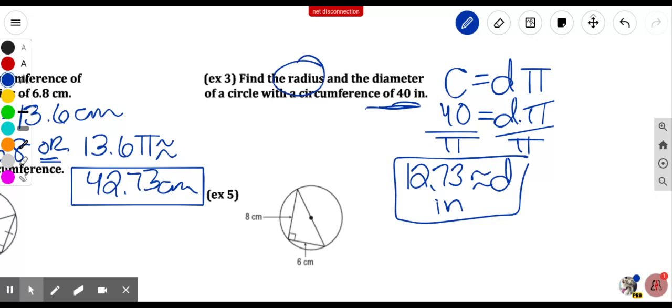And it's also asking for the radius. So I'm just going to cut that in half to get the radius. So the radius here would be about 6.37 inches.